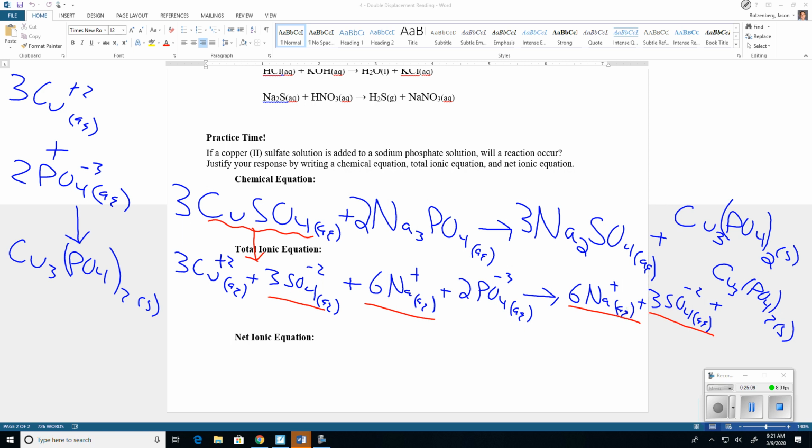Just like the lab that you turned in today, next class, the lab that you do will have a lot of chemical equation writing, but we will also assess your ability to do total and net ionic.